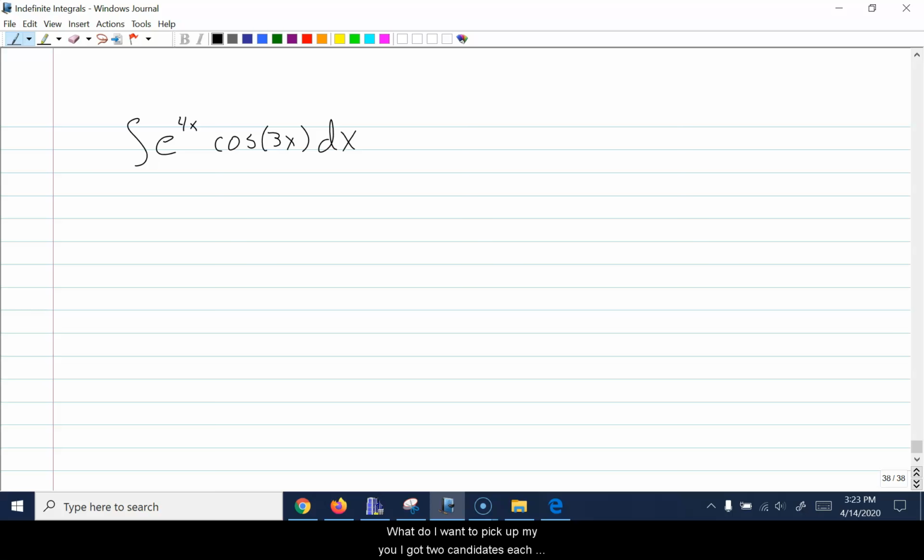What do I want to pick as my u? I got two candidates, e to the 4x and cosine 3x. Neither one seems obviously better than the other. I guess I'll try the e to the 4x. That makes dv the other thing, cosine 3x.